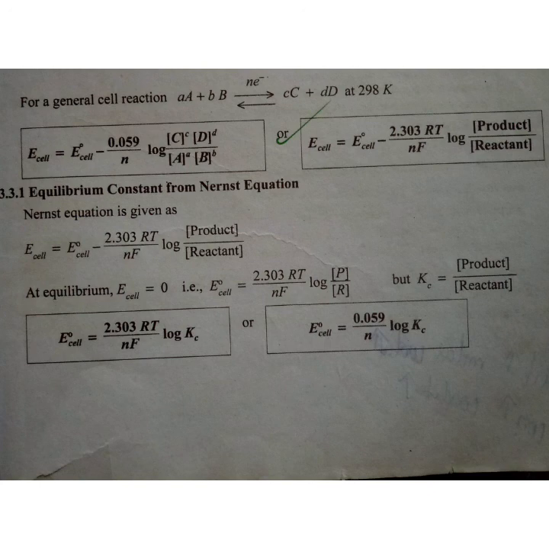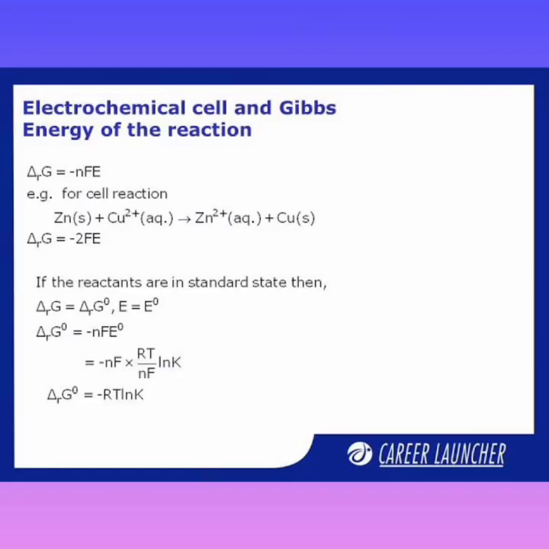Okay, then what is the equilibrium constant from the Nernst equation? That is E0 cell is equal to 0.059 by n log Kc, where Kc is the equilibrium constant. Okay, Gibbs free energy and the cell potential. Delta G0 is equal to minus nFE0 cell, where n is the number of electrons, F is the Faraday, and E0 cell is the standard electrode potential.